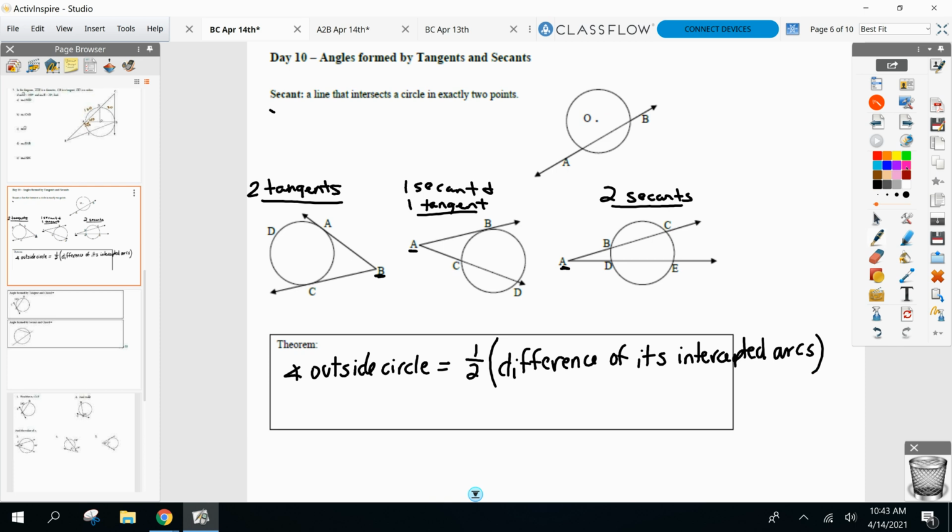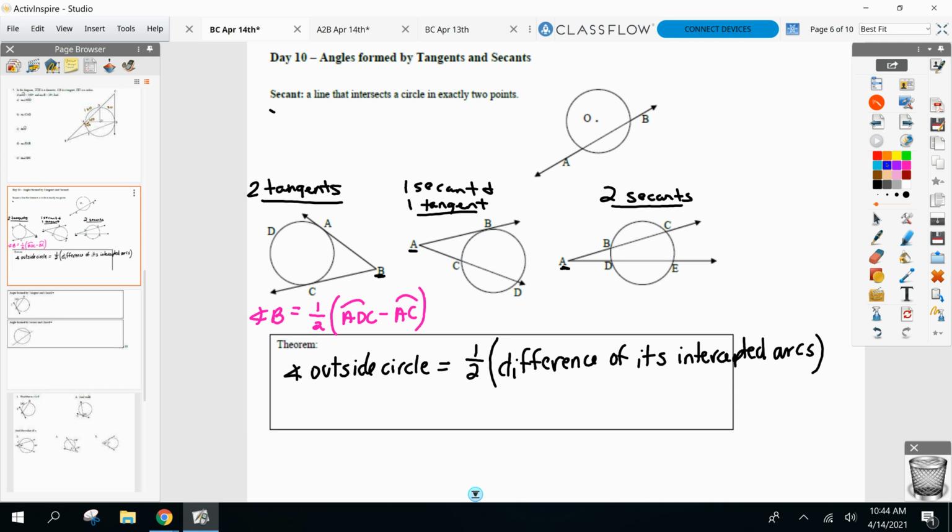Here's exactly what I mean. Let me take the first 2 diagrams. Take the diagram with 2 tangents. How would I find the measure of angle B? I would take 1/2. What's the bigger arc in between angle B? I would take arc ADC and subtract, what's this minor arc, the smaller arc in between angle B? AC. There you go, guys. That's how I would find angle B.